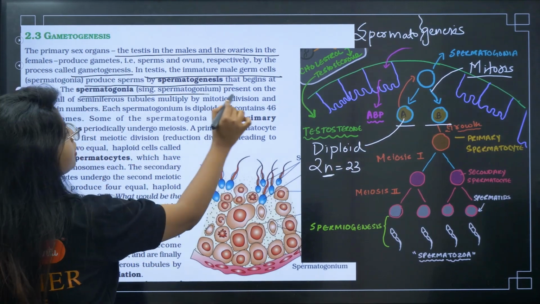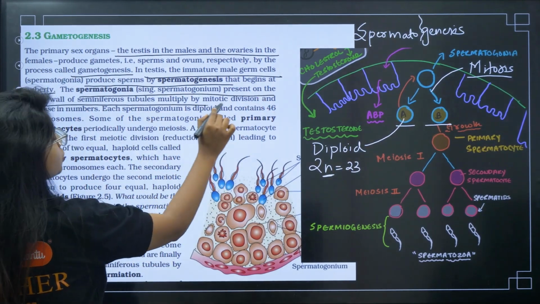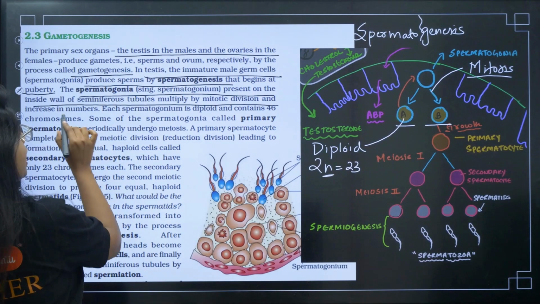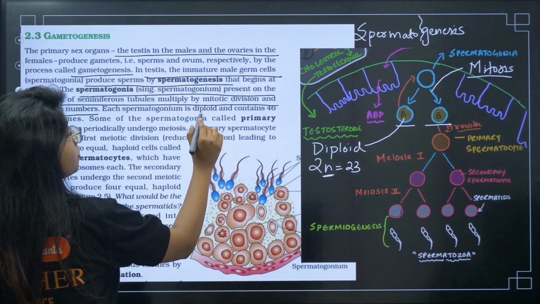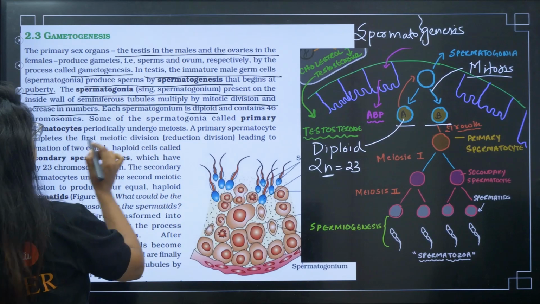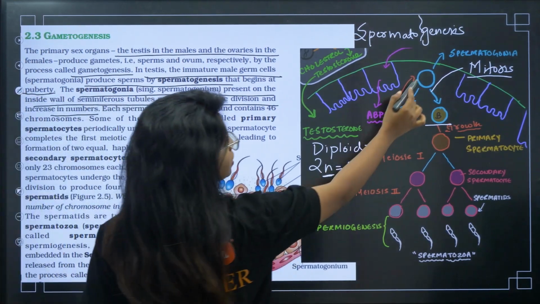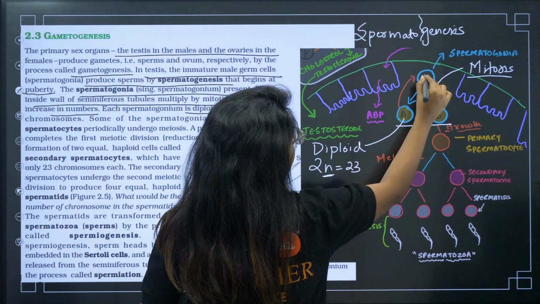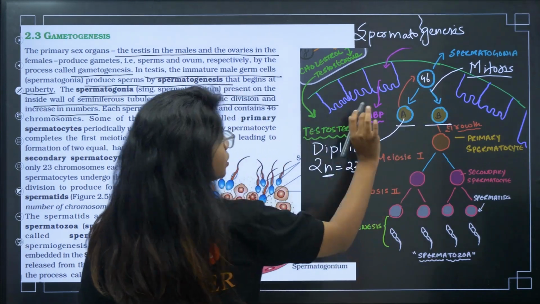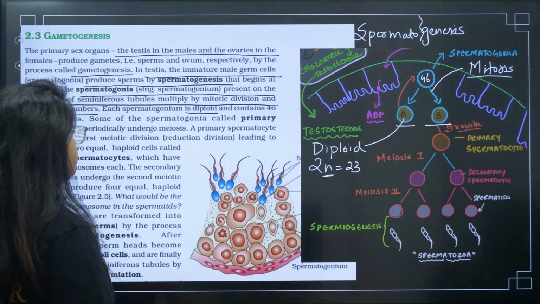Spermatogonia present on the inside wall of seminiferous tubules multiply by mitotic division and increase in number. It was just to increase the number. Each spermatogonium is diploid and contains 46 chromosomes. So it has 46 chromosomes and I am okay with that. Let me write. It has 46 chromosomes and it's okay because it is diploid.